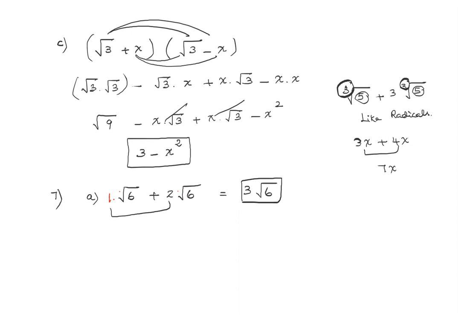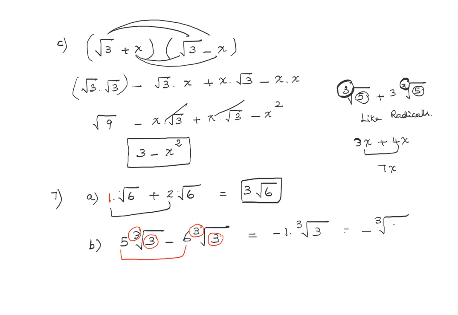And then B, the next one is 5 cube root of 3 minus 6 times cube root of 3. So when you check here, we have the same index and same radicand. So that means we can subtract the numbers outside. So it's going to be 5 minus 6 is -1 times cube root of 3, which is basically just negative cube root of 3.